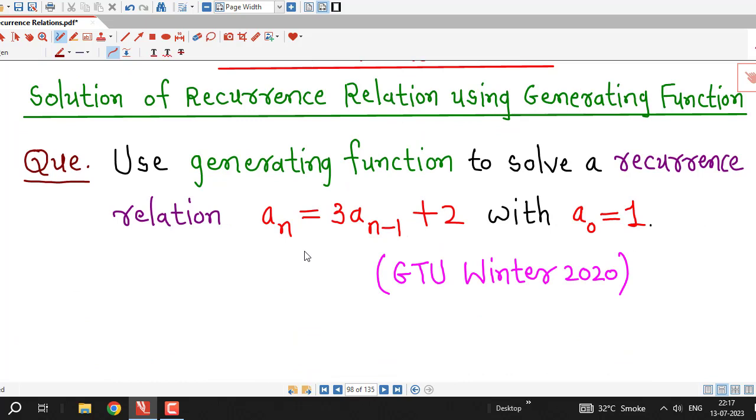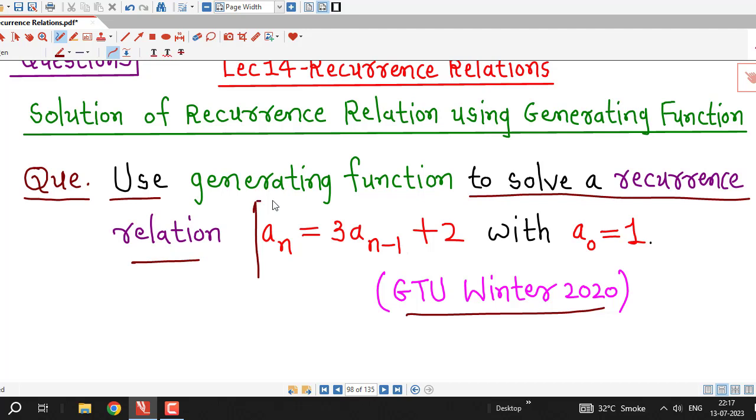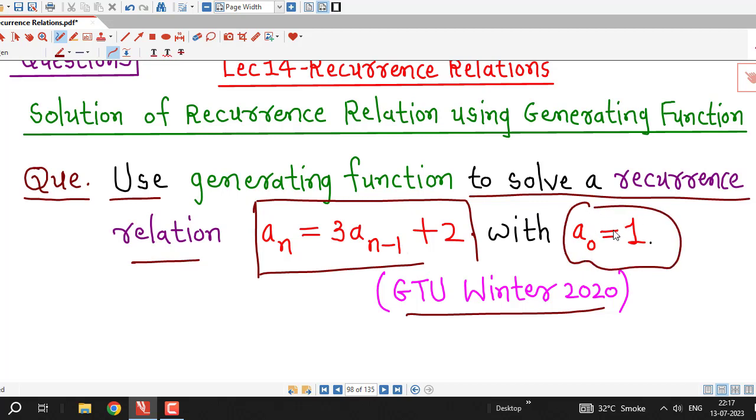This question was asked in the GTU Winter 2020 exam. Use generating function to solve the recurrence relation an equal to 3 times an minus 1 plus 2, and the initial condition is a0 equal to 1.